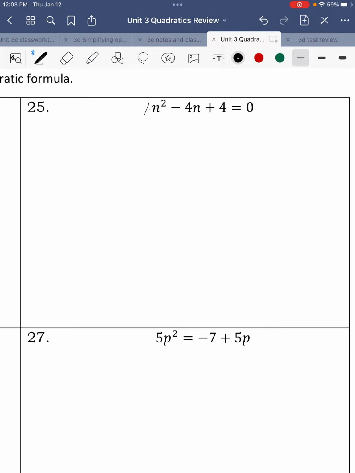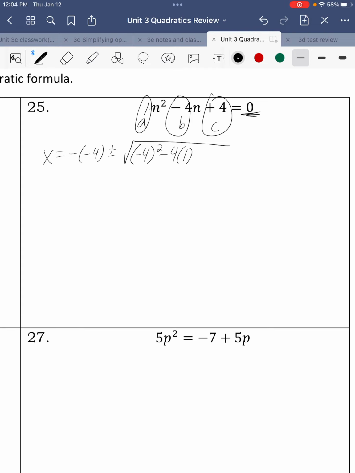25. A is 1, B is negative 4, and C is 4. The reason why I know this is because the equation equals 0. Otherwise, you cannot determine A, B, and C until the equation equals 0. So x equals the opposite of b plus or minus the square root of b squared minus 4 times a times c, all divided by 2 times a. Opposite of negative 4 is positive 4.